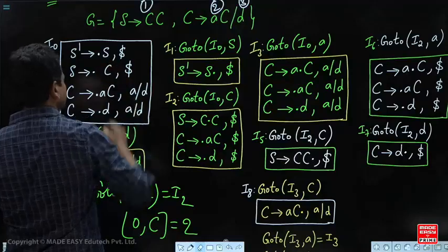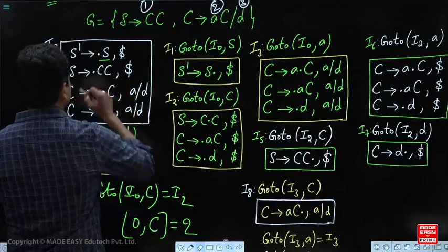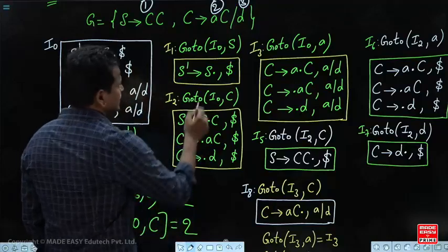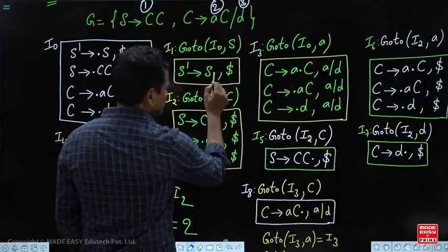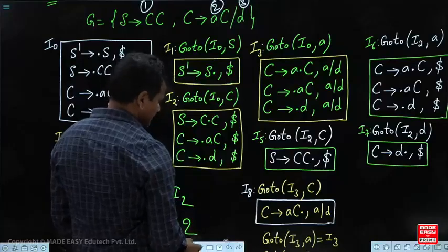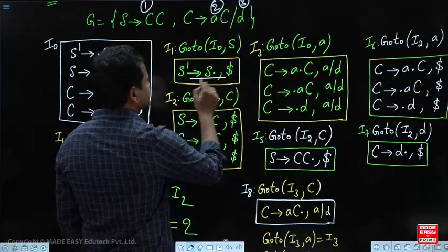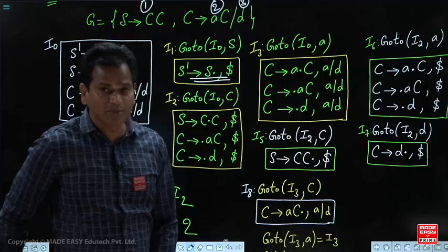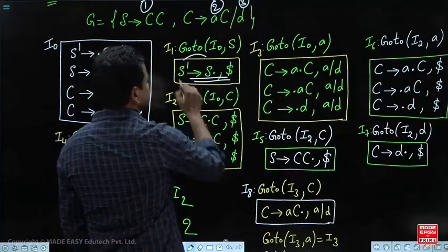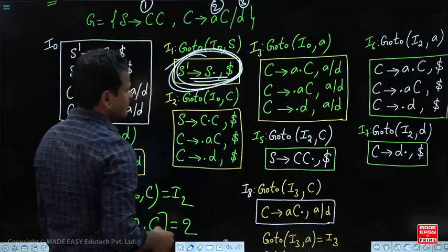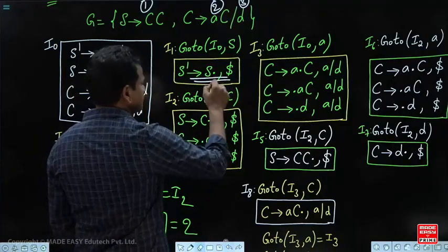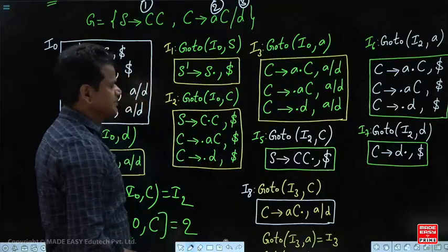So I1, only one production is there, and the dot has reached the end. Whenever the dot reaches the end, remember this point, guys, we must write the reduce operation, but it should not be an augmented production. Have you noticed this? This is an augmented production. For the augmented production, if the dot reaches the end, we must write accept.